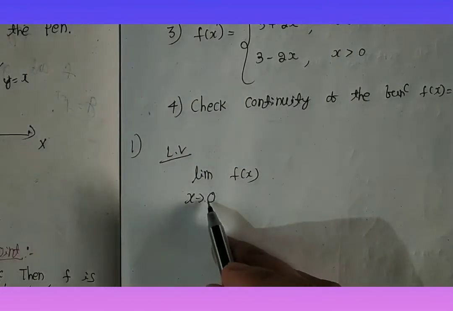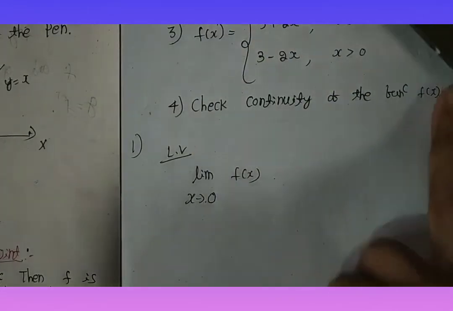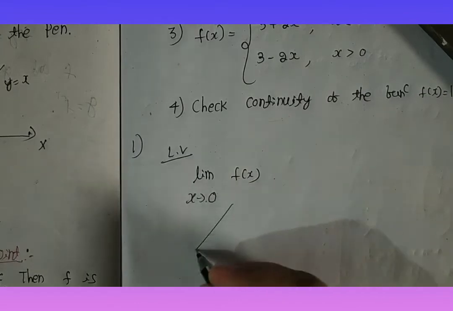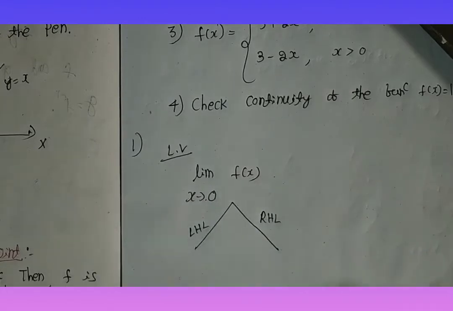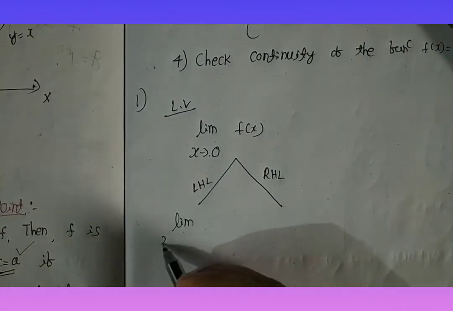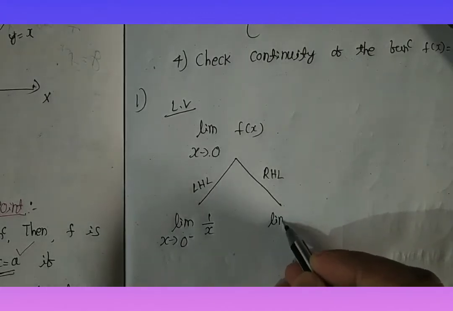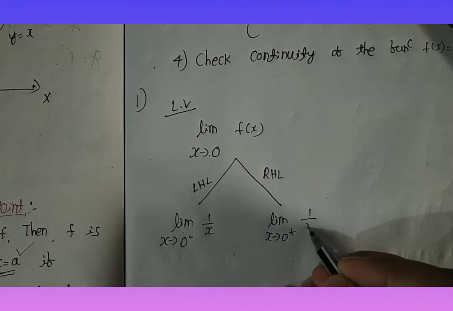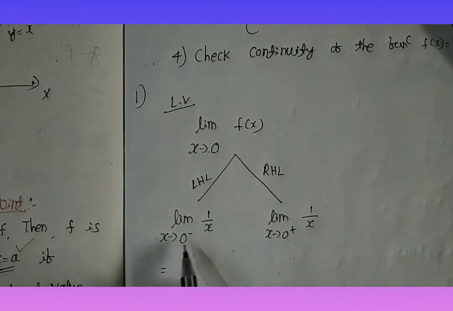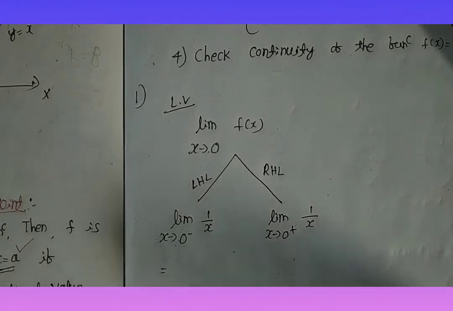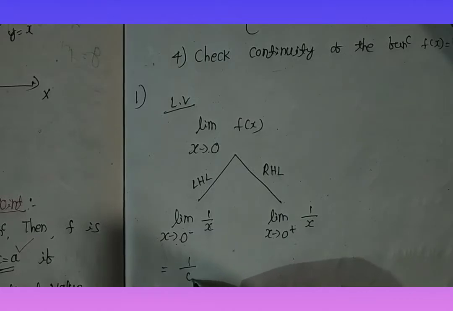The limiting value exists when the left hand limit is equal to the right hand limit. First we will find the left hand limit. Limit x tends to 0 minus of f of x, which is 1 by x. Here, x tends to 0 plus of 1 by x. Now put the value of x. What is the value of x? x tends to 0 and x is nearly equal to 0. Now put x equal to 0. It is 1 by 0.